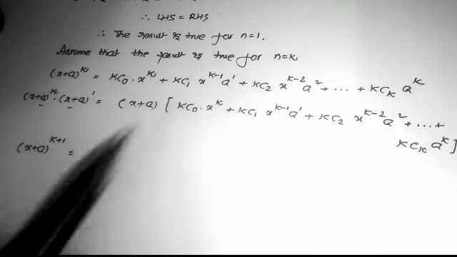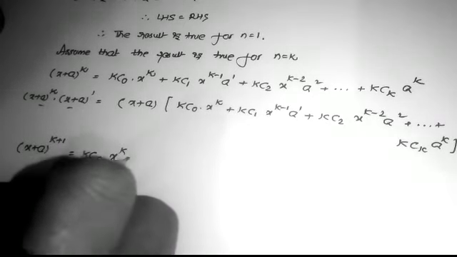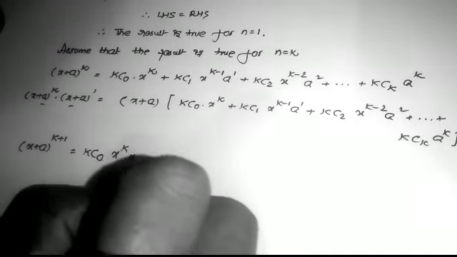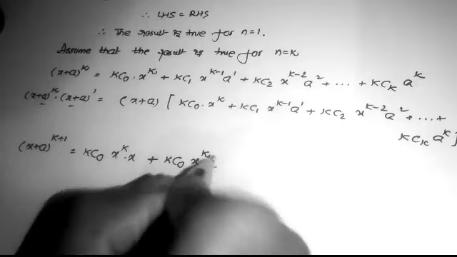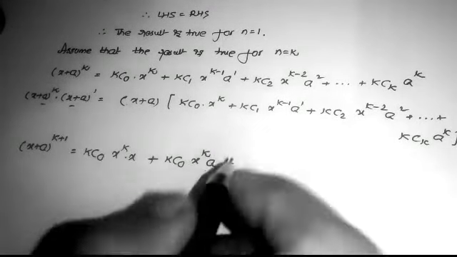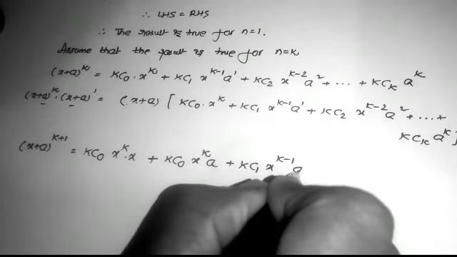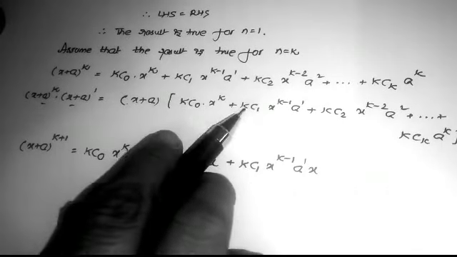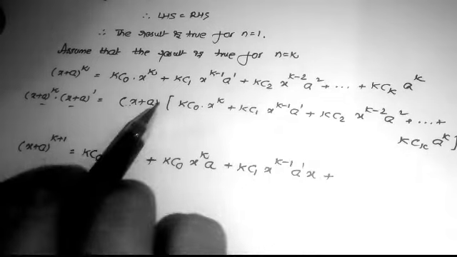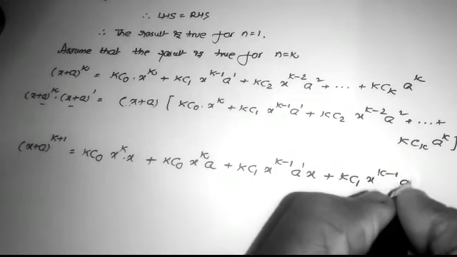Listen, x into the first value: that gives kc0 into x power k into x, plus a into this value, that is kc0 into x power k into a. That is x into the first value and a into the first value. Next, x into the second value means kc1 into x power k minus 1 into a power 1 into x, and the second value into a, that is kc1 x power k minus 1 a power 1 into a.